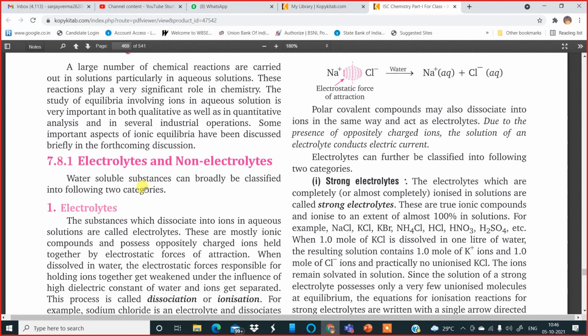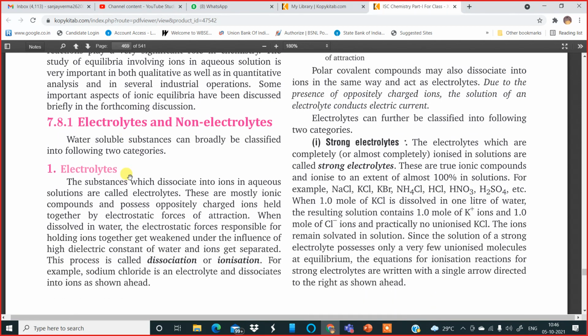Okay, so let us see electrolytes and non-electrolytes. This word is not new to all of you. You already have come across these words, electrolytes and non-electrolytes.